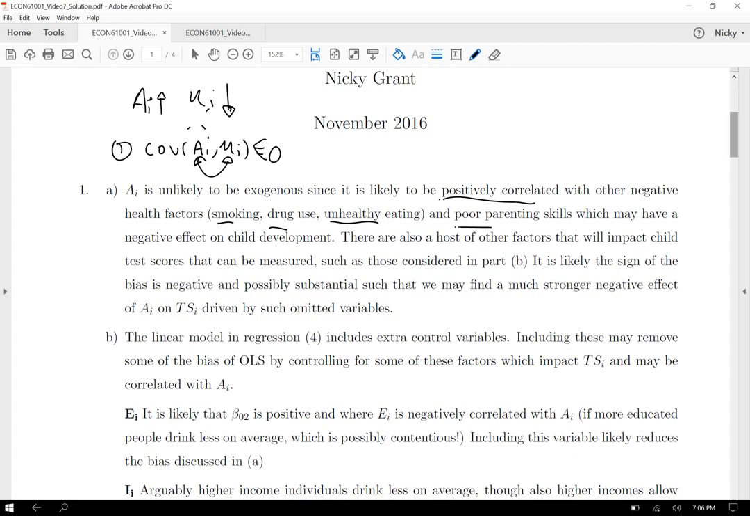So for this type of question, you'd be expected to demonstrate your knowledge of what exogeneity means, and then come up with some factors to say whether or not you'd think there would likely be a bias, and talk about the sign of it.